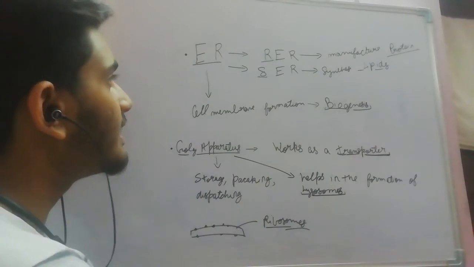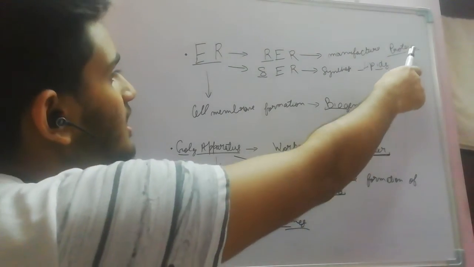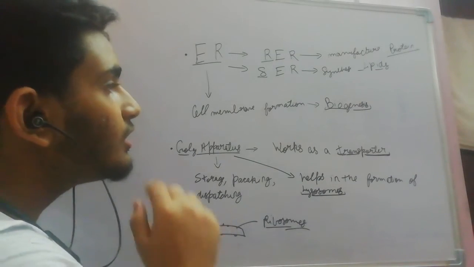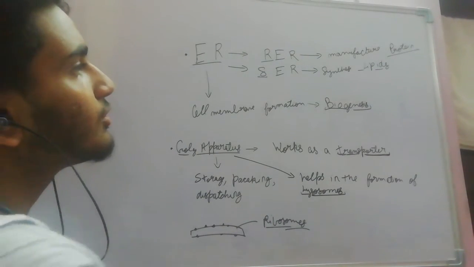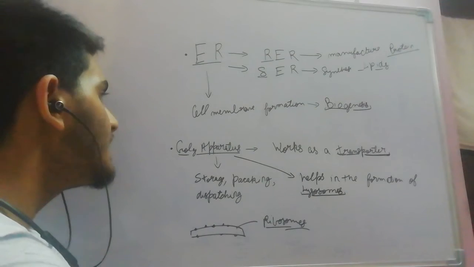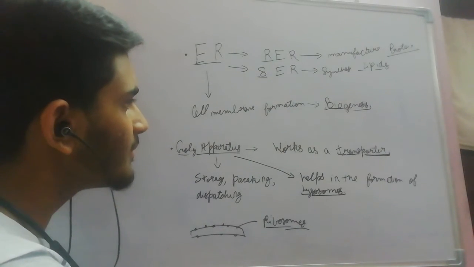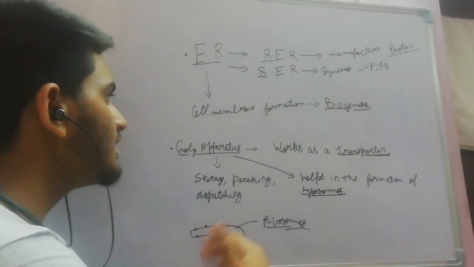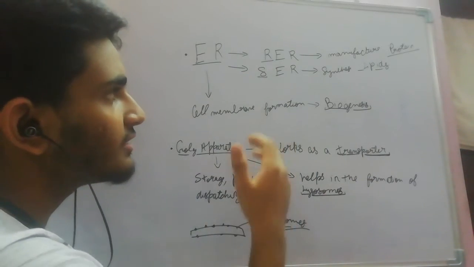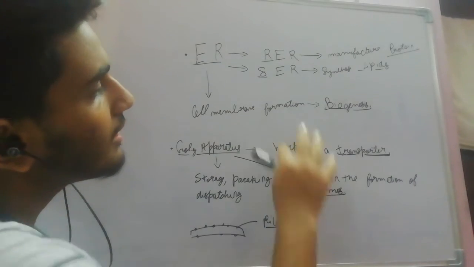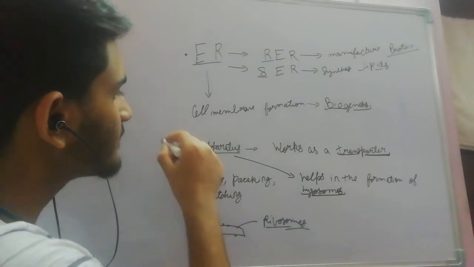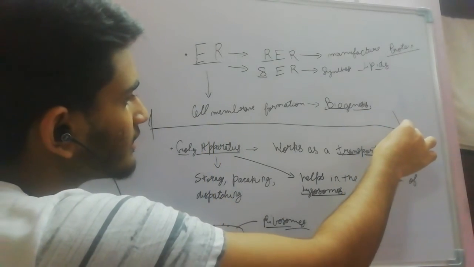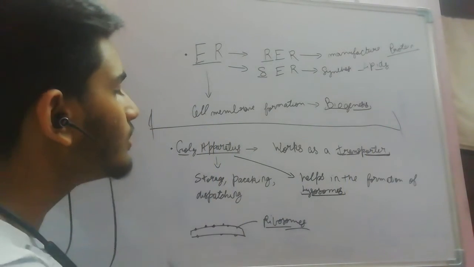Now, what does RER manufacture? RER manufactures protein and SER manufactures lipids. And I told you earlier also that these proteins and lipids help in the formation of the cell membrane, and this process is called biogenesis. The building up of the cell membrane with the help of protein and lipids is called biogenesis. So this was about the endoplasmic reticulum. Now we talk about our next cell organelle, which is the Golgi apparatus.